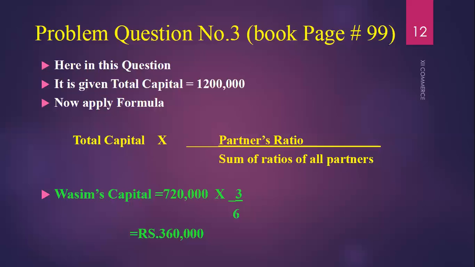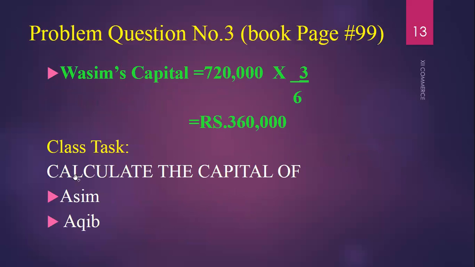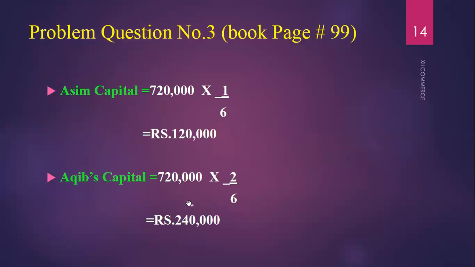This is the application. Total capital is 720,000, which is given in the question. Then we apply the ratio of Wasim and divide by the sum of ratio. Your task now is to calculate in the same pattern, with the same formula, the investment and capital of Asim and Akif. Here is the solution: 720,000 into Asim's ratio divided by the sum of ratio, we get 120,000. Akif's capital can be calculated as total capital multiplied by Akif's ratio and divided by the sum of ratio.